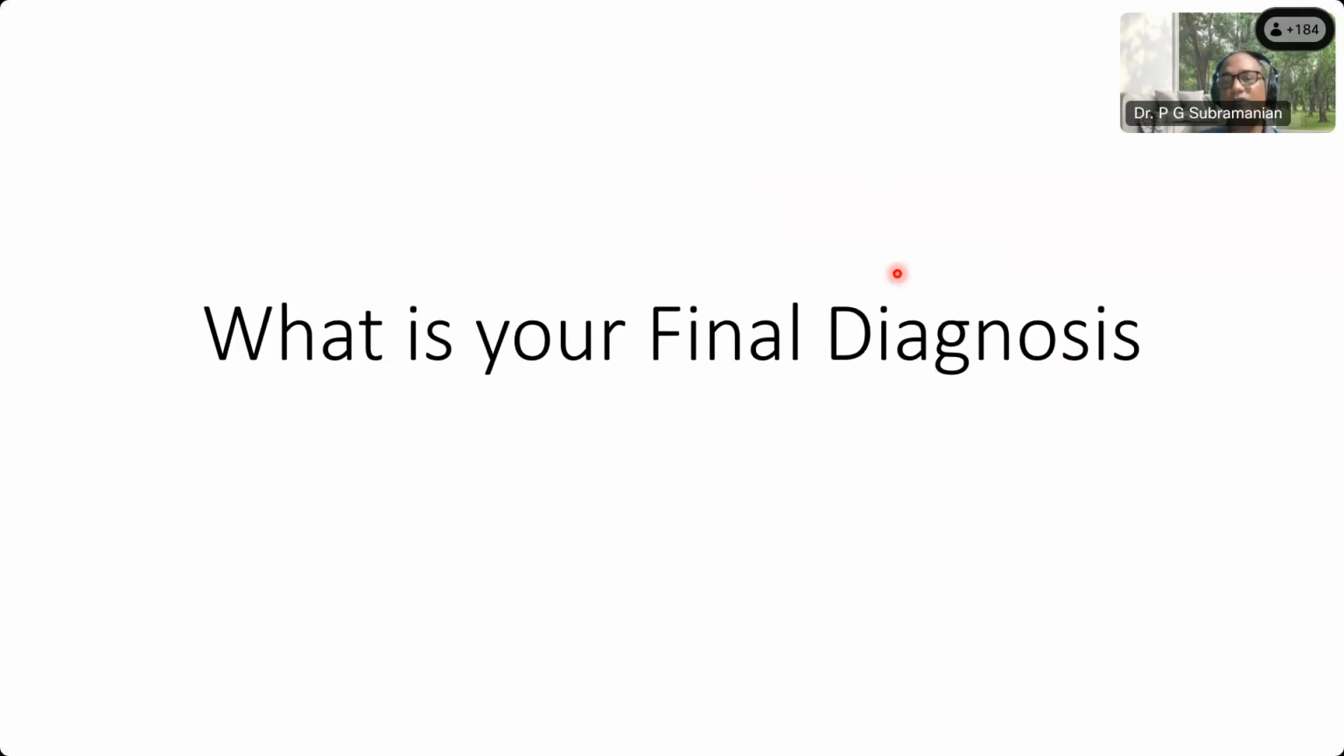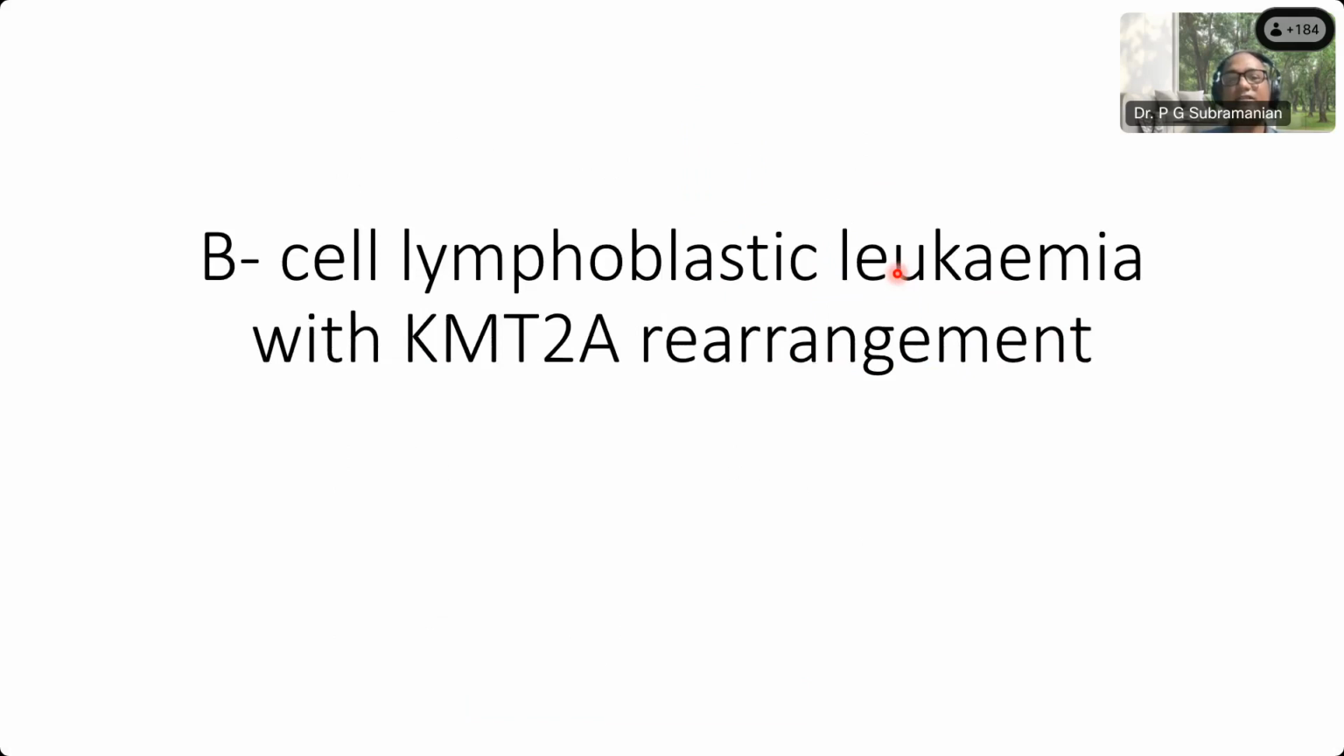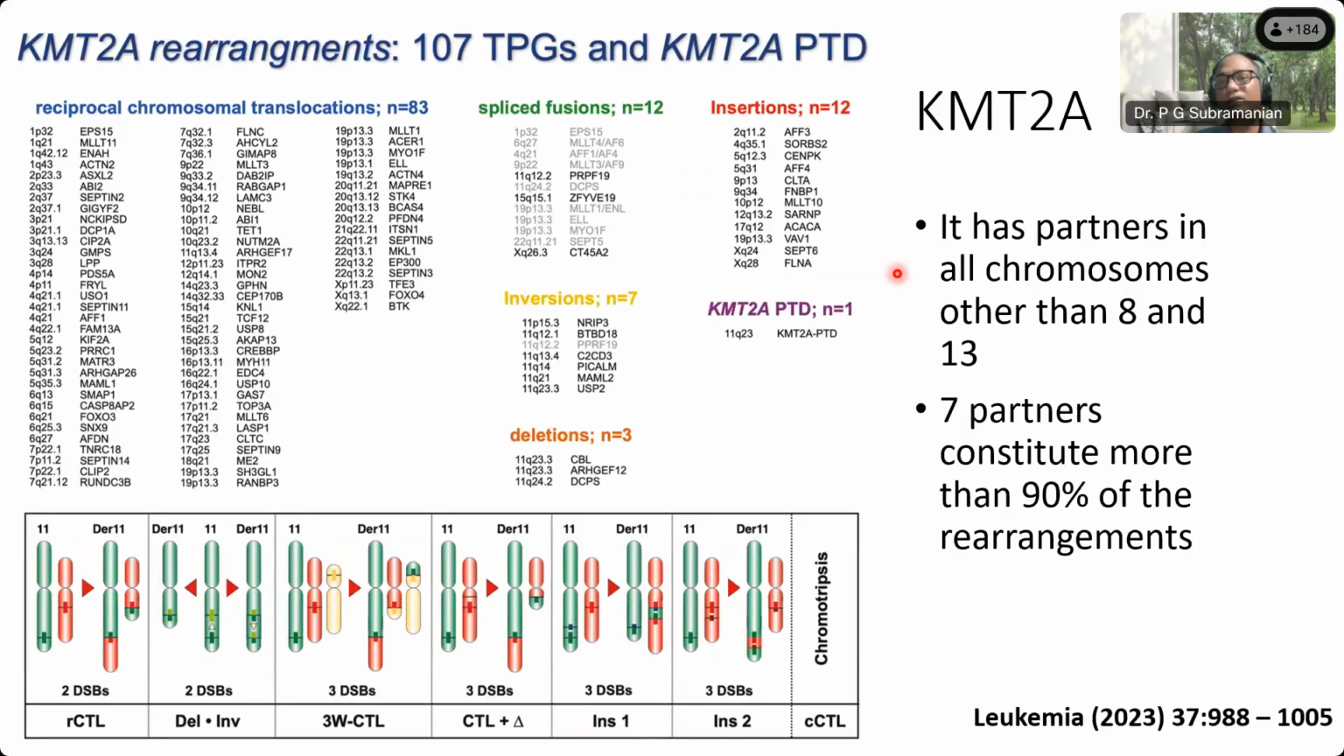So now coming to this final diagnosis. We take this final diagnosis as B lymphoblastic leukemia with KMT2A rearrangement. So just a little bit of theory here. KMT2A or MLL gene has a lot of partners. There are around 107 partners and aberrations in that.